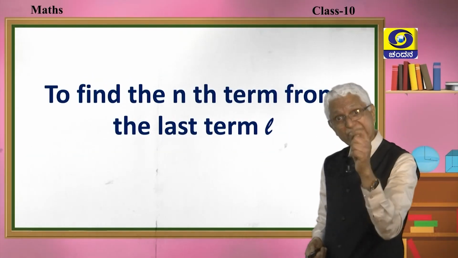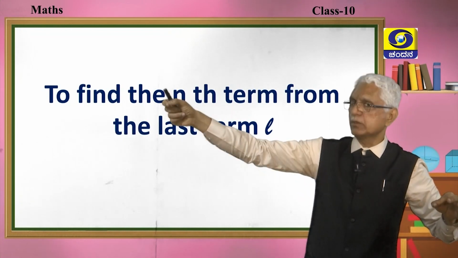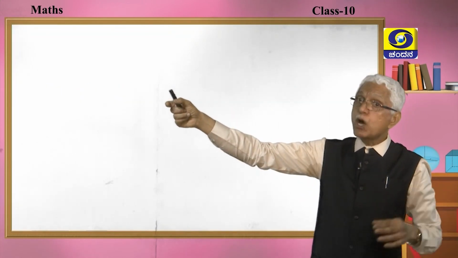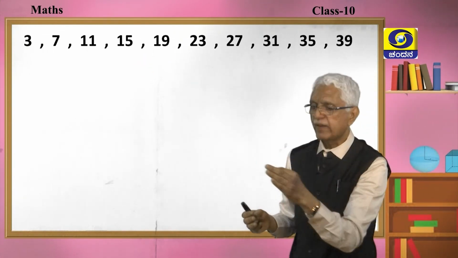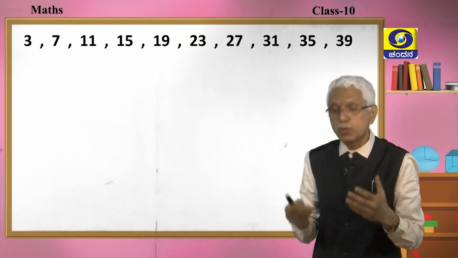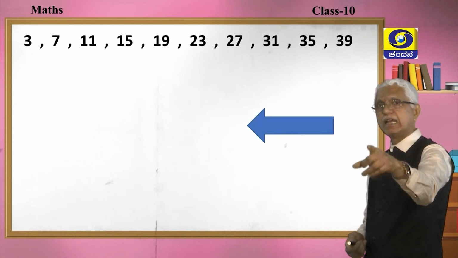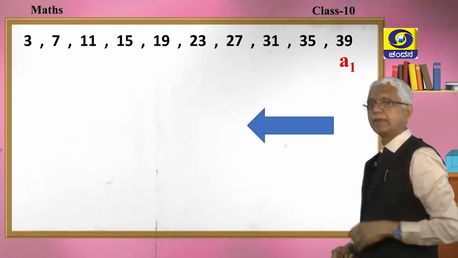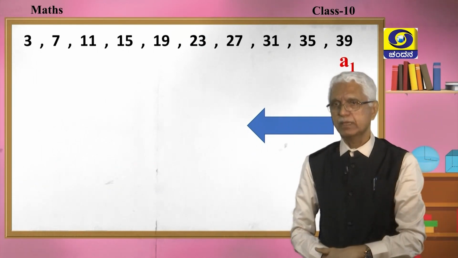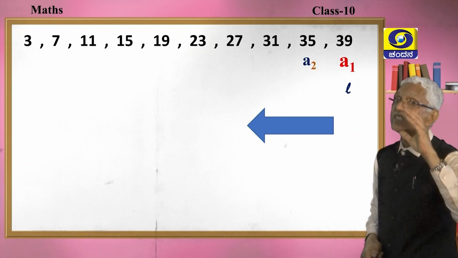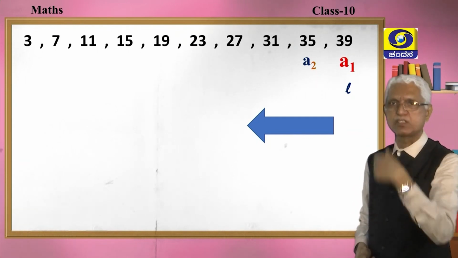Now, to find the nth term from the last term, see, you will be given an arithmetic progression. They want you to find out the 10th term from the last, from the end. They want you to find the 12th term from the end. How do we do it? How do we go about it? Please observe. 3, 7, 11, 15, 19 is an AP, correct? Now, from the end I want to find out a particular term. What do we do? Is there any formula that we can obtain? That is what we are looking at it, my dear children now.